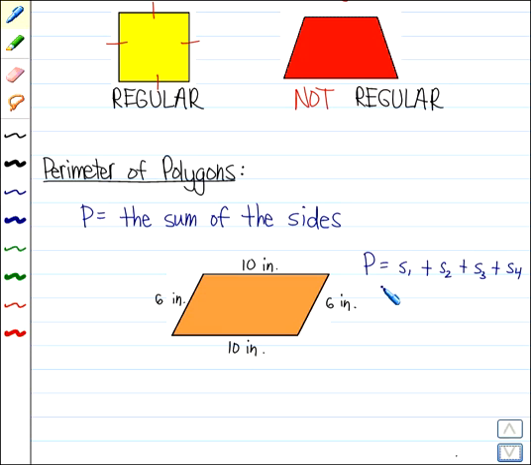So if we add them all together here, side 1 we'd say is 10 inches, plus side 2, which is 6 inches, plus side 3, which is 10 inches, plus side 4, which is 6 inches. And if we add these all together, 0 plus 6 is 6, plus 0 is 6, plus 6, so 6 plus 6 would give us 12, 2 carry the 1, 1 plus 1 is 2, plus 1 is 3, so we get 32 inches. So the perimeter of this parallelogram would be 32 inches.